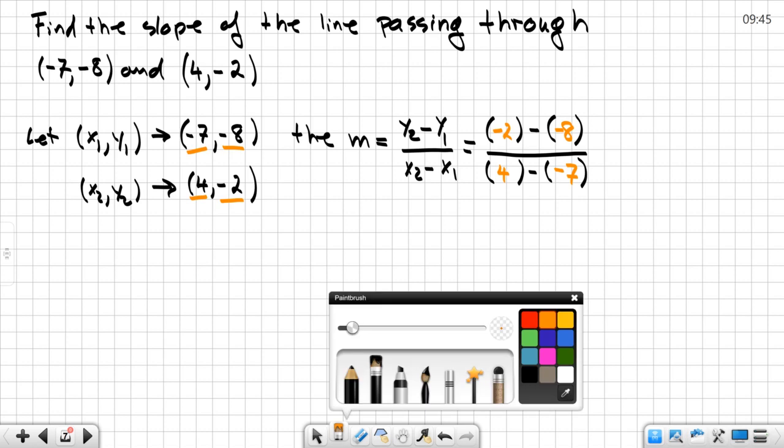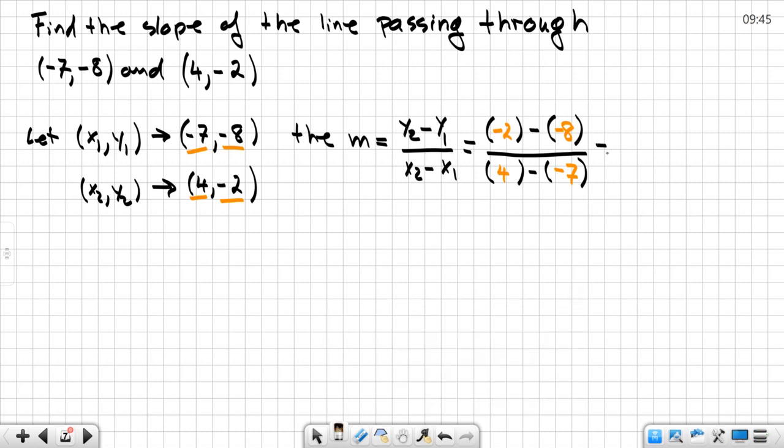So this right here now, I'm going to calculate out. Let's have a look. We are getting negative 2. The negative of a negative 8 is a positive 8. Divided by 4, the negative of a negative 7 is a positive 7. And that will give me a negative 2 plus 8, that will be positive 6, divided by 4 plus 7, that would be positive 11. And I have my slope.